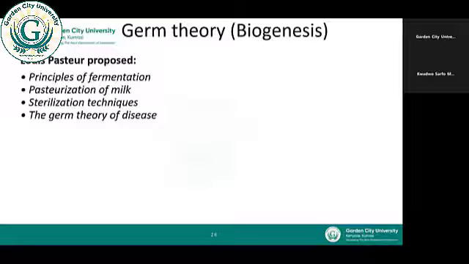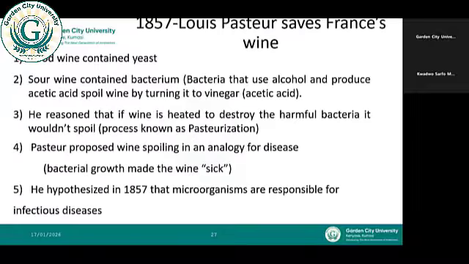Then the germ theory of disease. So if microorganisms can make food or wine go bad, when they get access to the human body, they can also make it sick. So microorganisms make wine sick and they also make human beings sick. So this was the analogy Louis Pasteur proposed, and he was right to that extent. So he was able to save the wine in France, and we still apply some of his techniques currently in modern practice.